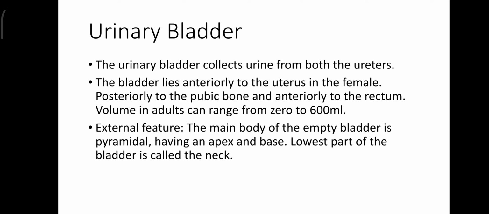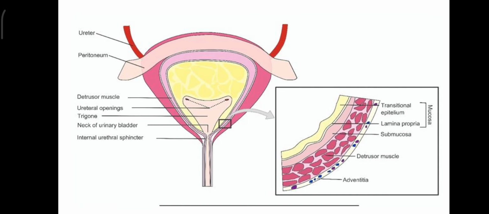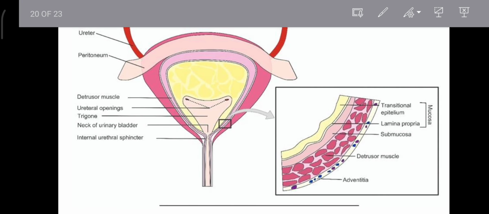The next one is the urinary bladder. The urinary bladder collects urine from both the ureters. The bladder lies anteriorly to the ureters in the female, posteriorly to the pubic bone, and anteriorly to the rectum. Volume in adults can range from 0 to 600 ml. The external feature of the urinary bladder: the main body of the empty bladder is pyramidal, having an apex and a base. The lowest part of the bladder is called the neck. You can see this is the picture of a bladder. This part is the base and this part is the apex of the bladder, and the lowest part is called the neck.